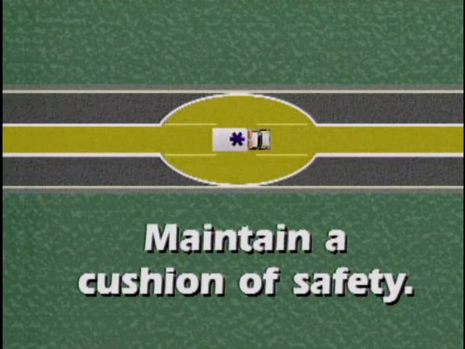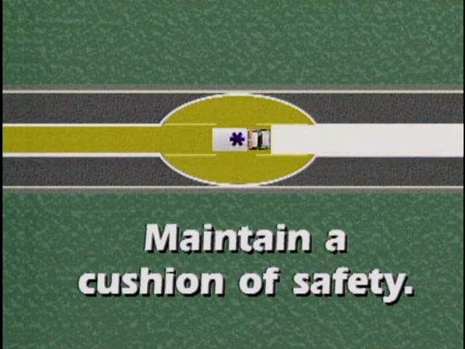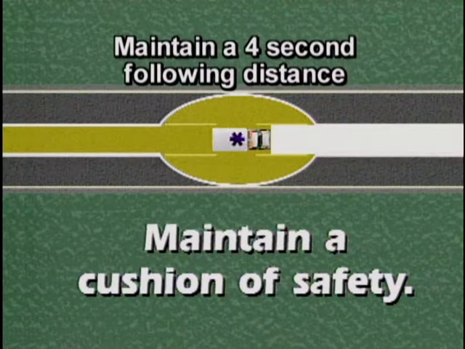Let's look at the various components of your cushion of safety. First is the area to the front of your vehicle, which driver safety specialists identify as the most important part of your cushion. This is the space over which you have the most control. As a general rule, in ideal conditions with dry pavement, you should try to stay at least 4 seconds behind any vehicle directly ahead when traveling under 40 miles per hour. At 40 miles per hour or more, you should maintain a 5-second following distance.